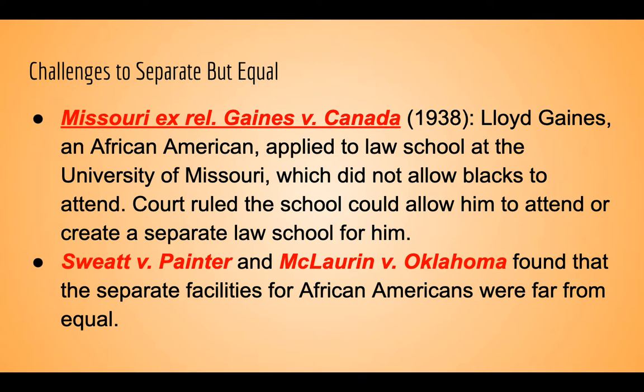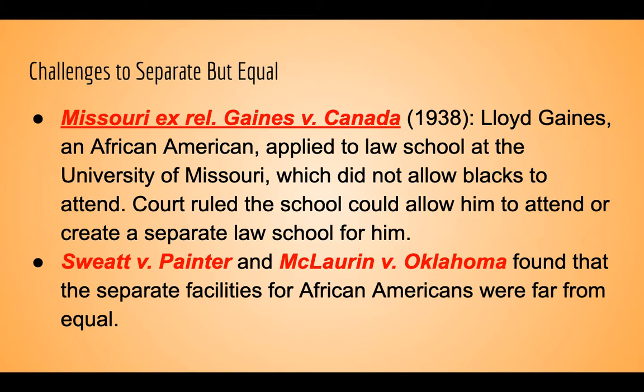Missouri ex rel Gaines versus Canada from 1938 featured Lloyd Gaines, an African American who applied to law school at the University of Missouri, which did not allow African Americans to attend. The court ruled that the school could allow him to attend, or they could create a separate law school for him. Missouri went ahead and just allowed him to attend. Other Supreme Court cases, such as Sweet versus Painter and McLaurin versus Oklahoma, found that separate facilities for African Americans were always far from equal.